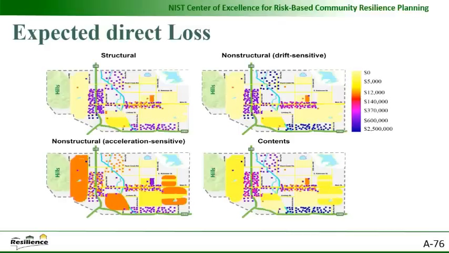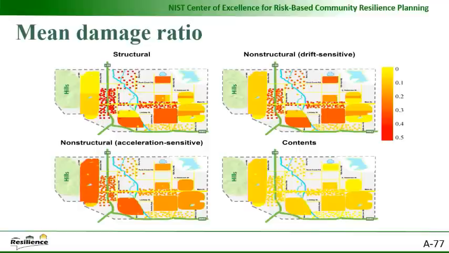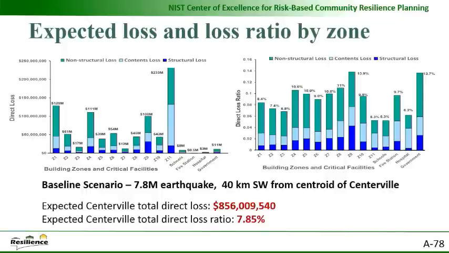From this particular scenario earthquake that I just described, what you're looking at here is the structural, non-structural, and the contents damage to the Centerville building inventory. The heaviest losses in this particular figure, in terms of dollar damage at least, tend to occur in the commercial and the retail and the industrial areas. If you look at mean damage ratio, which is expressed as the ratio of losses to assessed value, you get a slightly different picture of the damages that may occur, although there obviously is some consistency between the two of them. And this slide shows the expected losses and the loss ratios by building type and by building zone.